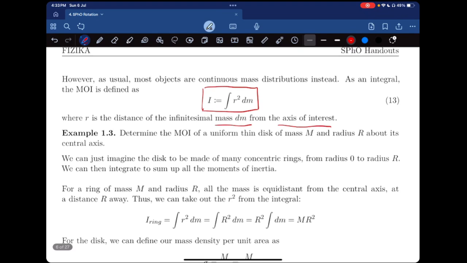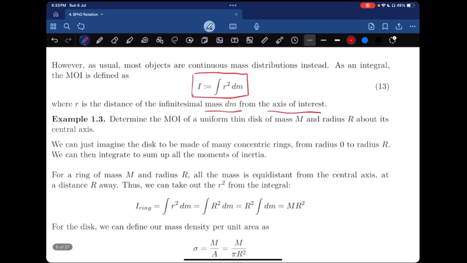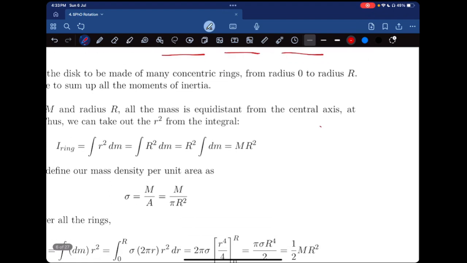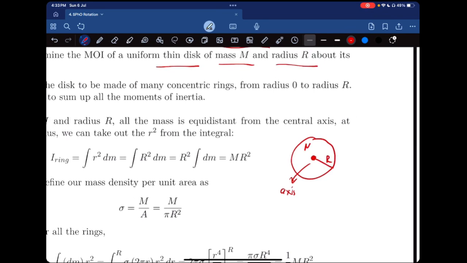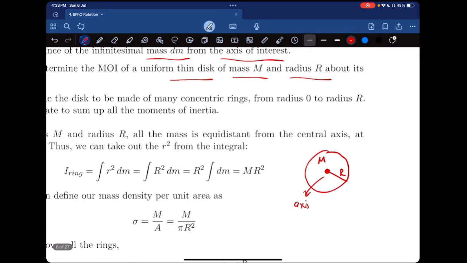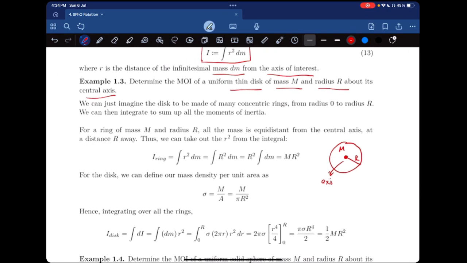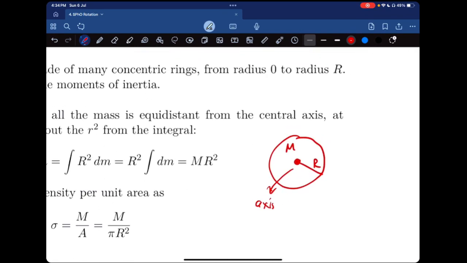Okay, so let's look at how we can use this integral. Here we have a uniform thin disk of mass m and radius r about its central axis. So it will look like that, and your axis is into this page and out of this page. The easiest way to calculate MOI for this case is to just integrate. And there's a clear symmetry, because this is made out of many, many, many concentric rings.